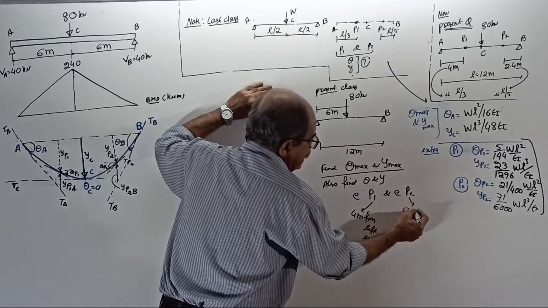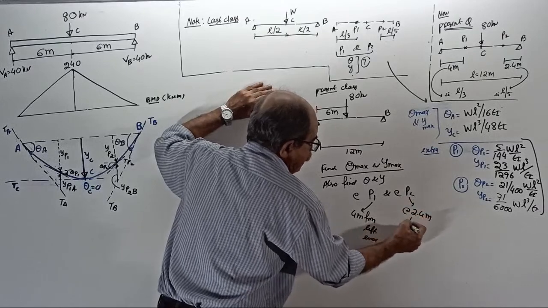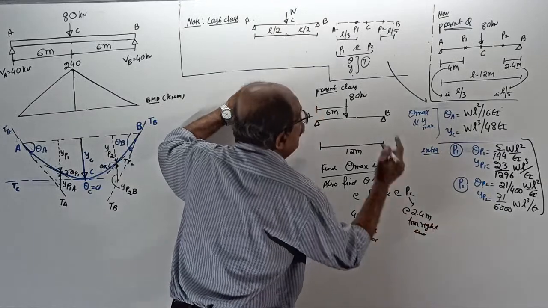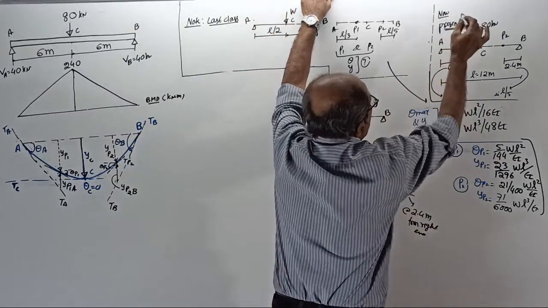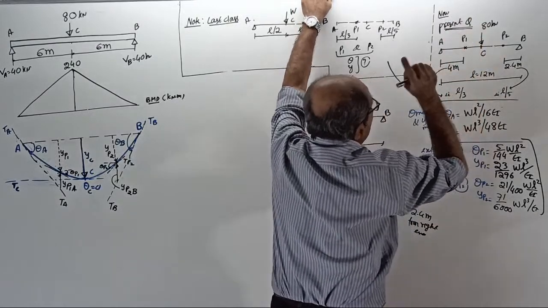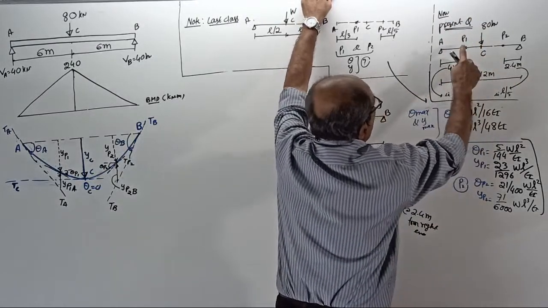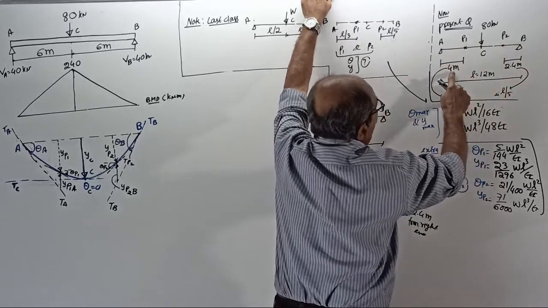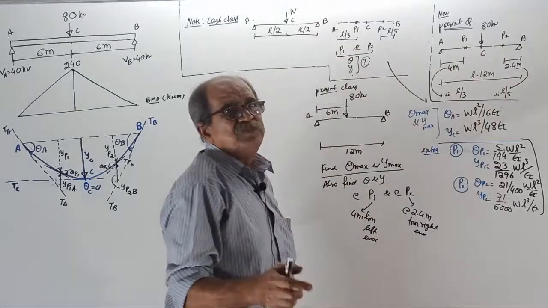P2 is at 2.4 meter from the right end. So I have written here, the present question is: span 12 meter, load 80 kN. One point P1 is 4 meter from here. This is 2.4. Now tell me, what is 4 by 12?